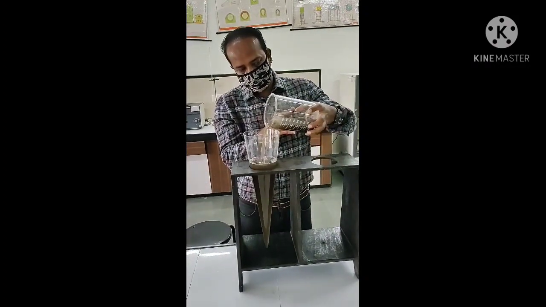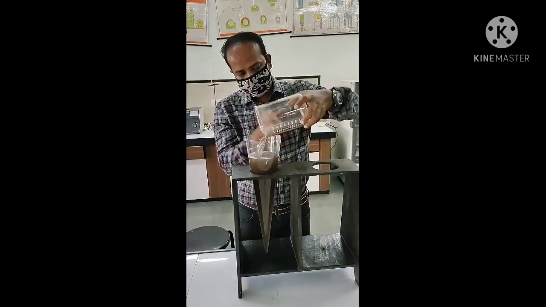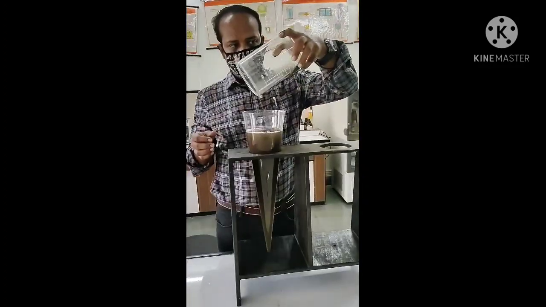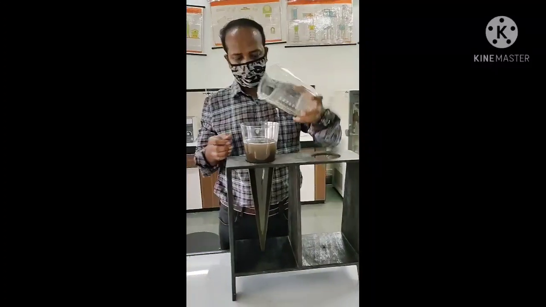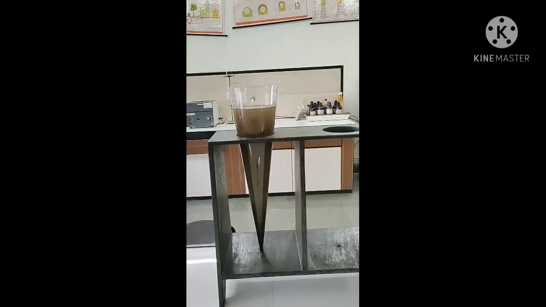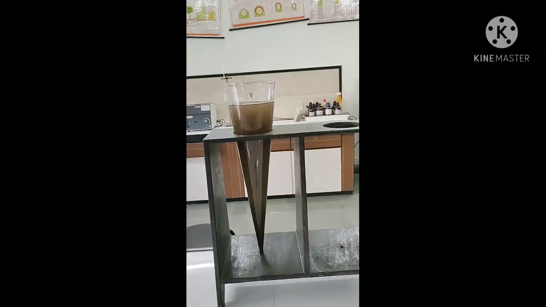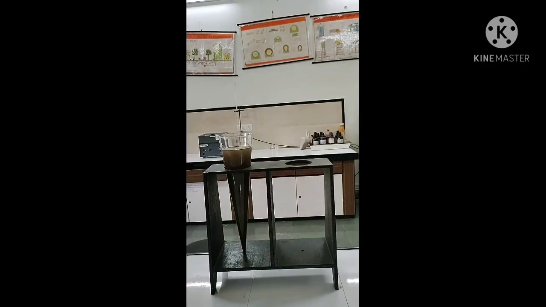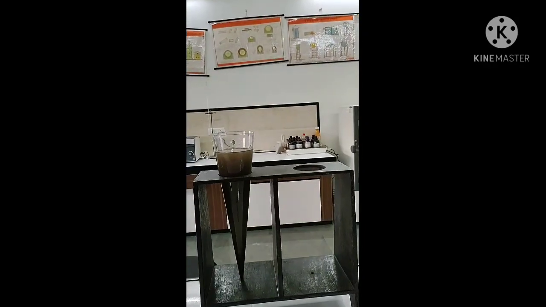We have to take this up to the marking, that is 1 liter sample. Okay, that is up to the marking we have taken. So students, this is Imhoff cone apparatus. On stand we have mounted it, and for half an hour we have to wait.